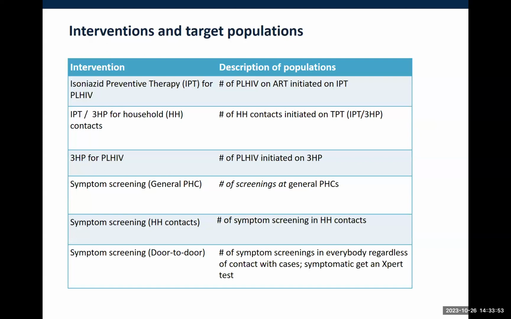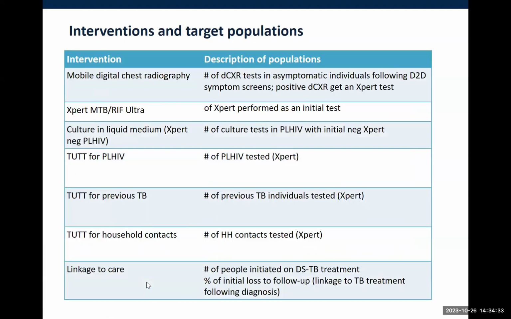So these are the descriptions of the populations that we have modeled. For prevention, we are including isoniazid preventive therapy for people with HIV and for household contacts. And we also included 3HP, the shorter 3-month regimen. And for screening, we considered screening at general public health facilities, household screening for household contacts, and also door-to-door screening.